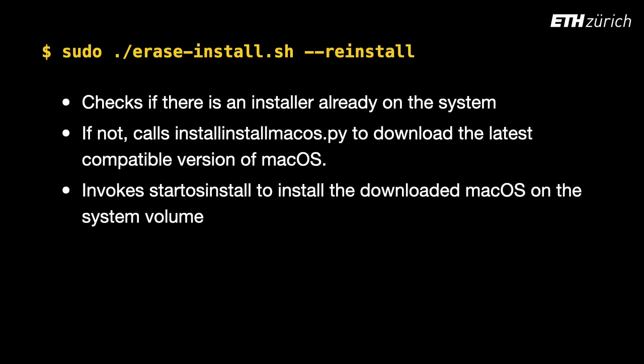With the reinstall flag, the downloaded installer is used immediately to install over the top of the existing OS without a wipe. Typically, this is used for upgrading macOS, but could also be used as an emergency reinstallation of the same OS.